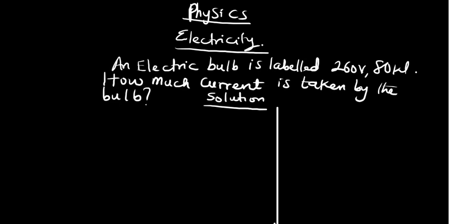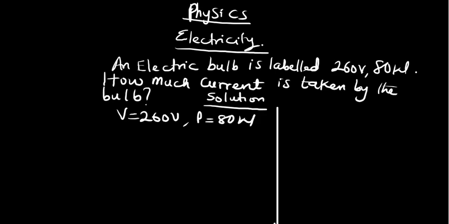So, that's a very simple question. So let us write out our parameters. So we have our potential difference, V, equals 260 volts. Then we also have power to be 80 watts.